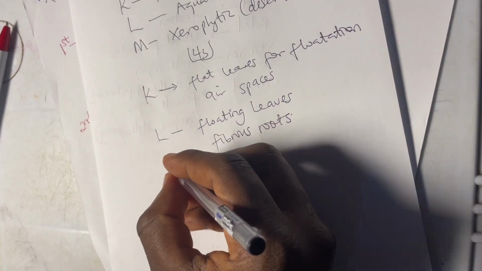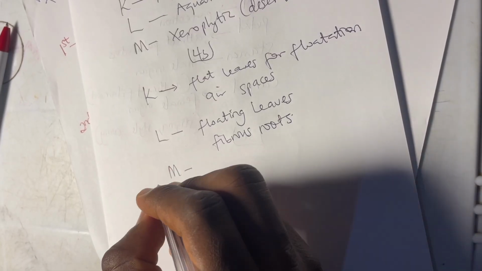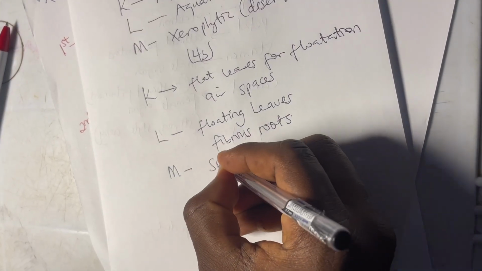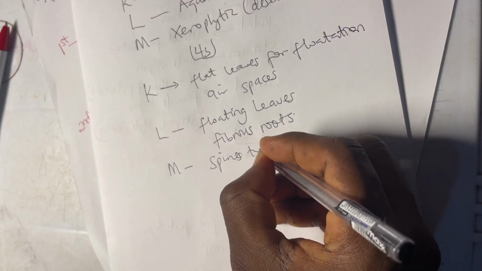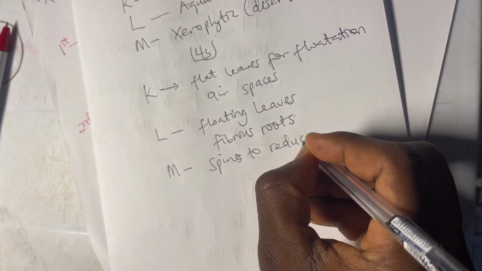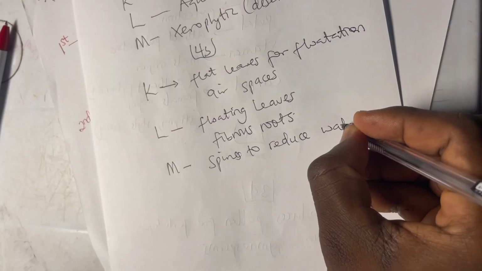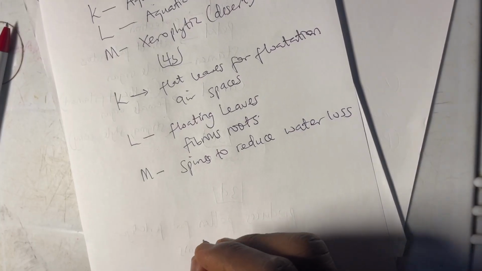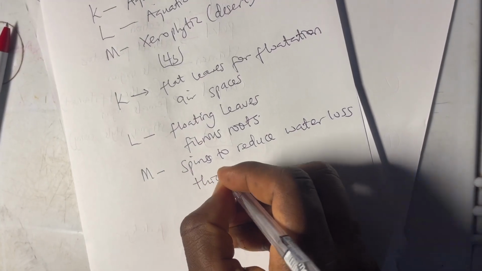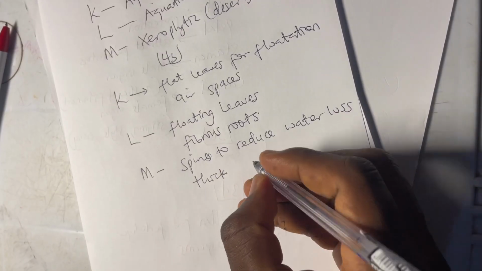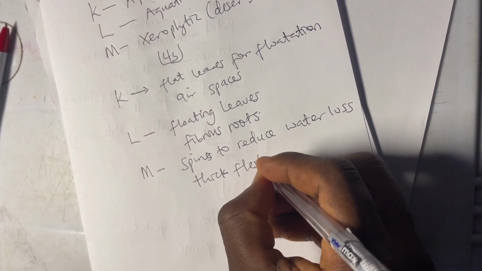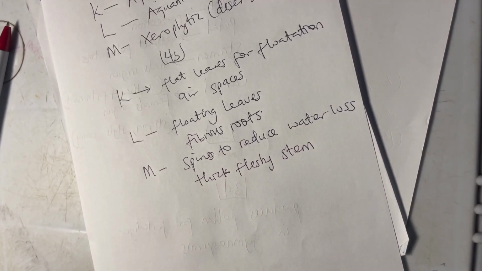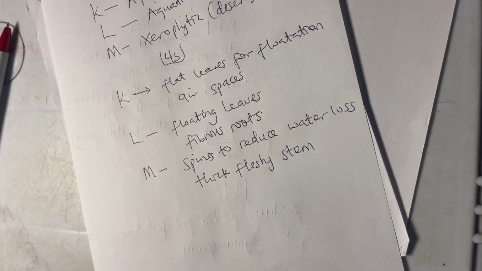Now, what about M? M has spines to reduce water loss. And what again? It also has a thick fleshy stem. So it also has a thick fleshy stem.